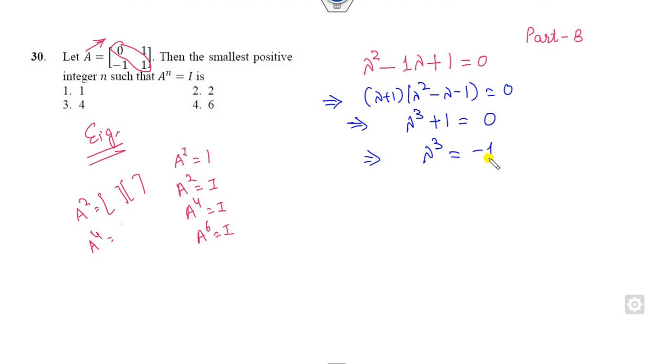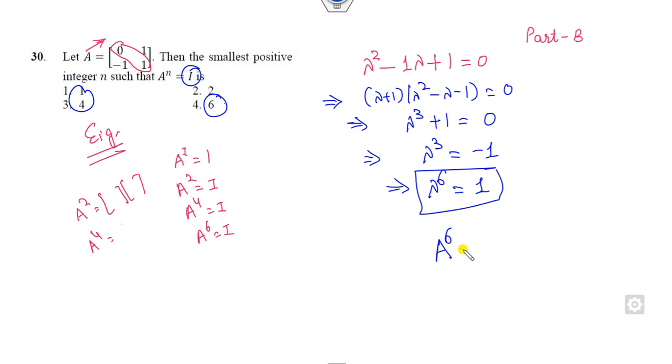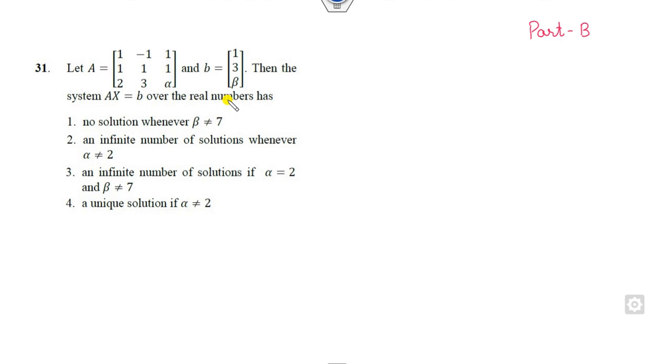Lambda cube is minus 1, but we need a plus 1. We need a plus 1 on each side. So lambda of 6 is my plus 1. What is the meaning of that? A6 is my I. So what is the meaning of that? The right answer is again the fourth option. So you can always think about the eigenvalue and then you can trace back on that.